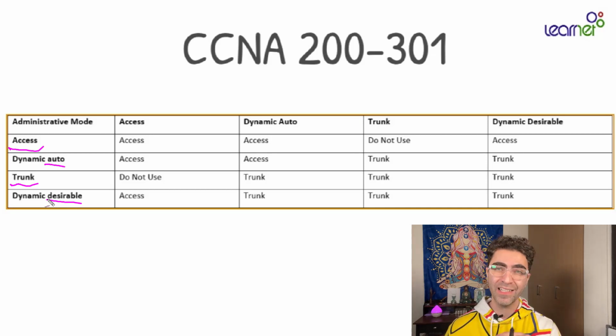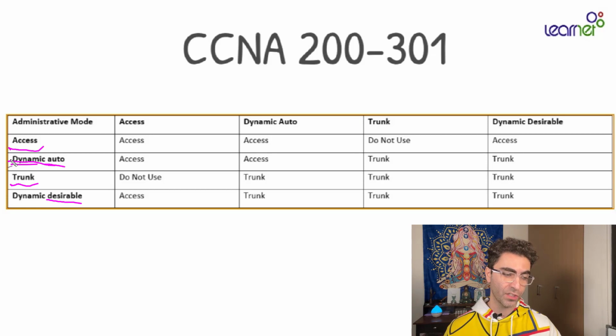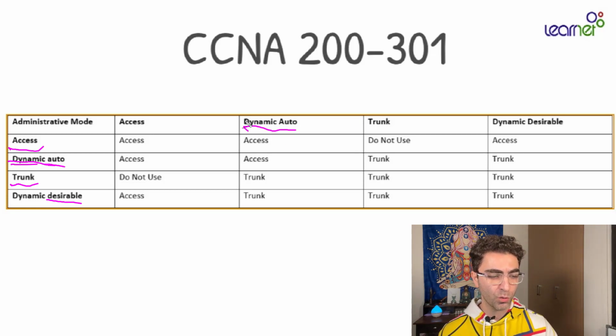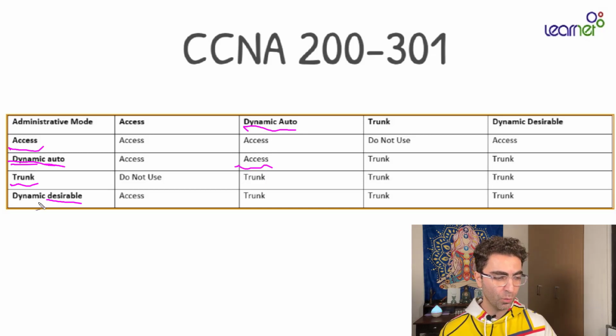But it doesn't initiate the trunking or the negotiation. On the other side, dynamic desirable negotiates about being trunk, and it initiates the negotiation as well. So if you have an interface with dynamic auto settings on one end, and also dynamic auto on the other side, the result would be access, because no one initiates negotiation about being trunk. But if you have dynamic desirable on one side and dynamic auto on the other side, the result would be trunk.